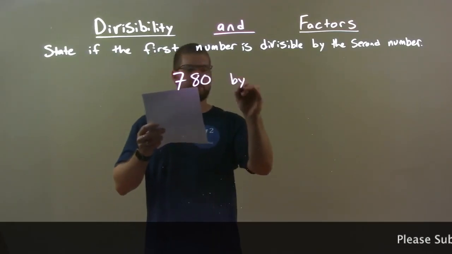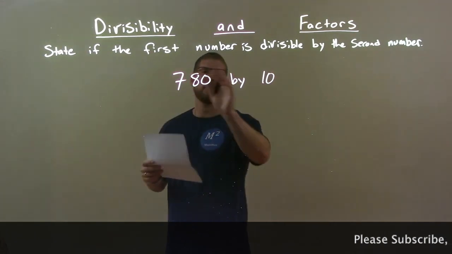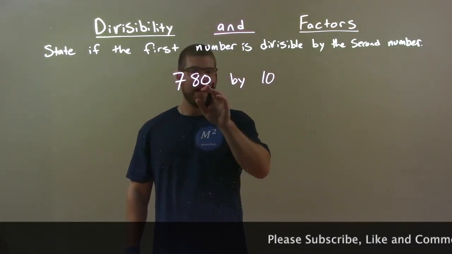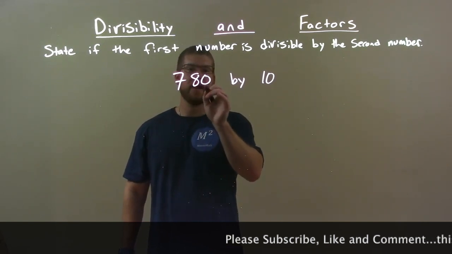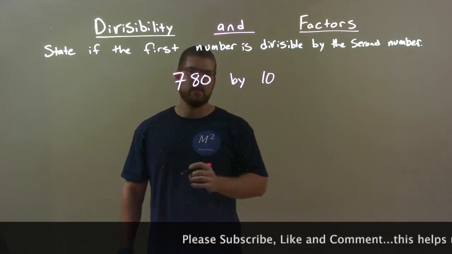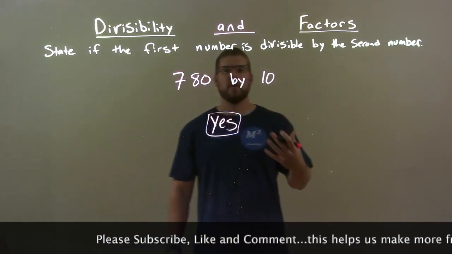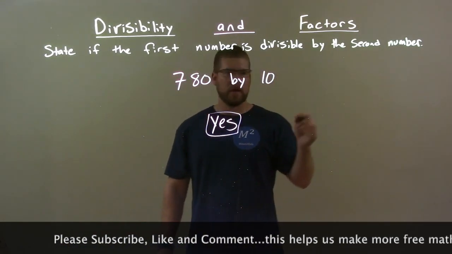Is 780 divisible by 10? First clue is ending in 0. Since 780 ends in a 0, it is divisible by 10. So quick answer is yes. But how else can we show this? Well, let's look at long division.